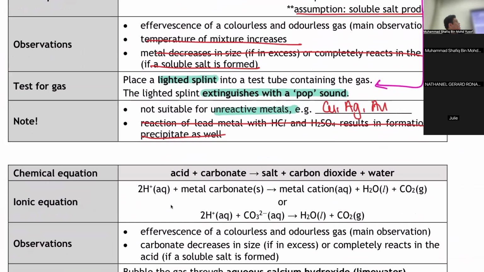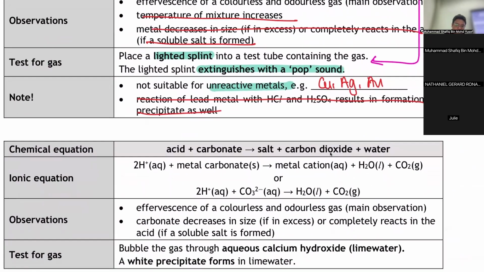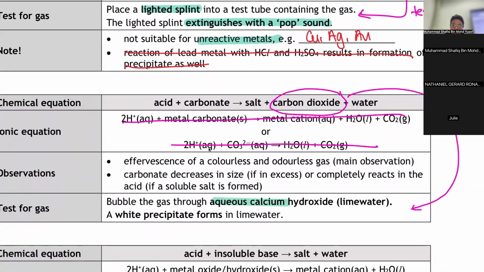Now, the second reaction you all need to know is acid plus carbonate gives salt plus carbon dioxide and water. Same thing, this one you don't need to know. You can cancel out this one. But the most important thing is they produce carbon dioxide gas. And what's the test? You must test with lime water or calcium hydroxide, and a white PPT will form in this case. The word PPT means what? It's just a fancy word for saying solid.